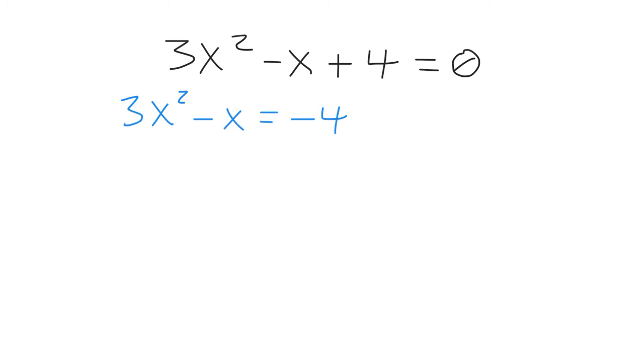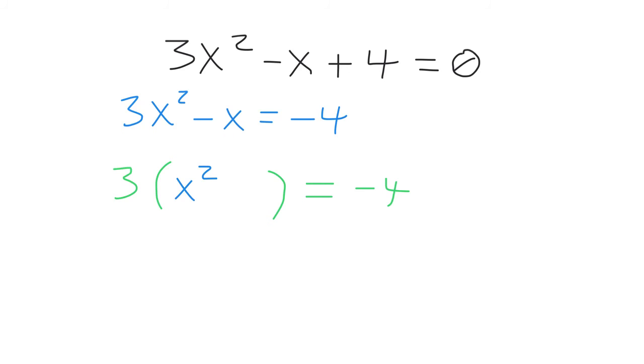But then you have to be careful. You have to look at these two terms. And since there's a leading coefficient, the absolute value of which is greater than 1, you have to do something different here, where you factor out this leading coefficient from both of these terms. And in doing so, you're going to have 3 times something equals negative 4. And what is that something? Well, 3 times what gives me 3x squared? Obviously 3 times x squared gives me 3x squared, right?